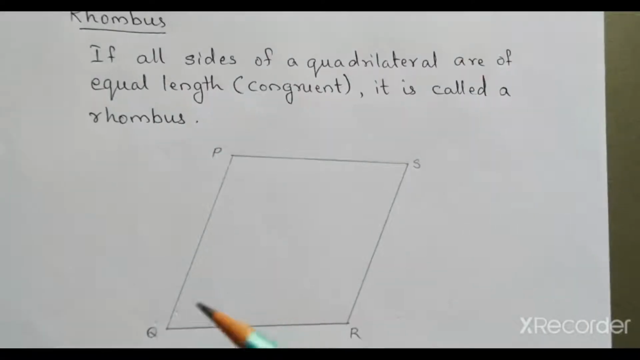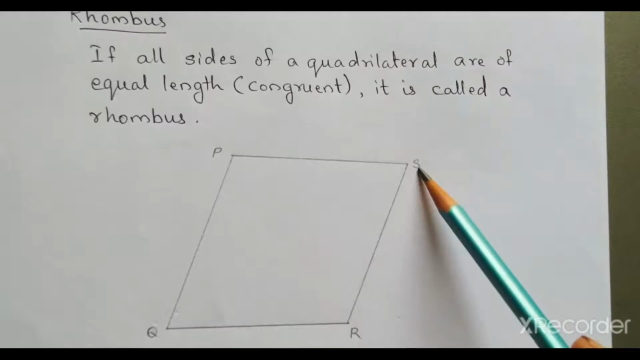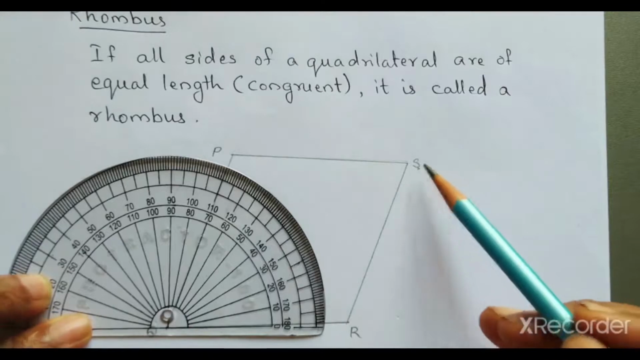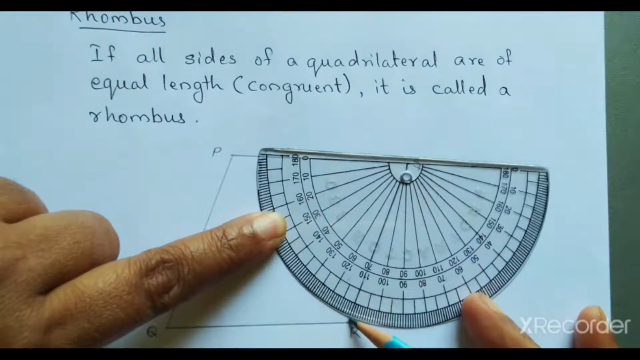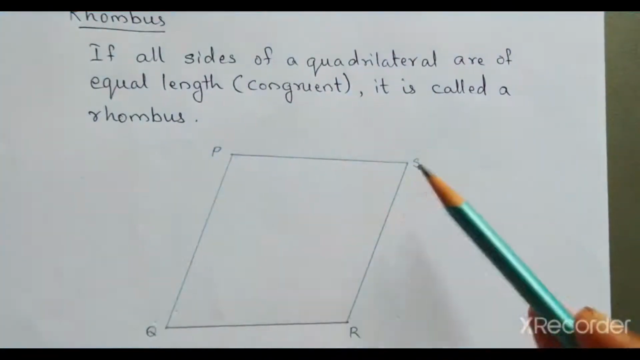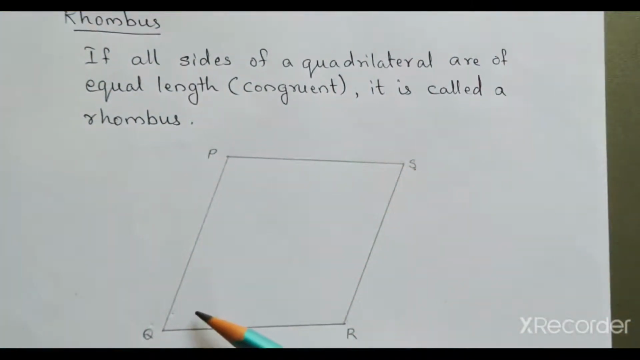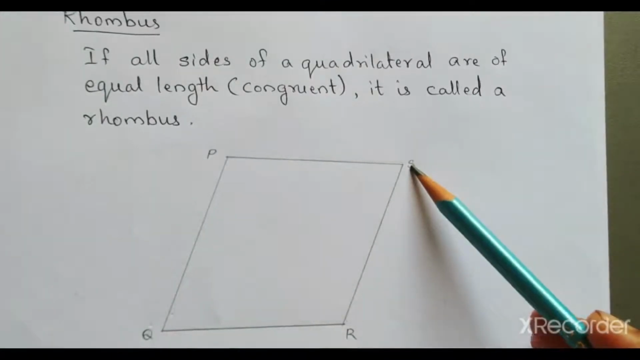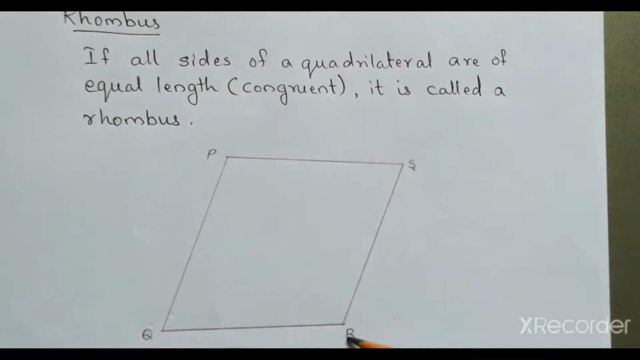In a rhombus, if you measure the opposite angles, that is angle Q and angle S, we will see that their measures are the same. Measure angle Q is 70 degree. Now let's measure angle S. Angle S is also 70 degree. That is, in a rhombus, the opposite angles are of equal measure. So, angle Q and angle S will be of the same measure. Similarly, angle P and angle R also will be of the same measure.